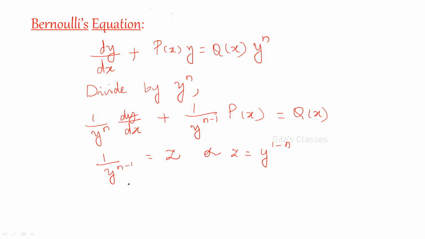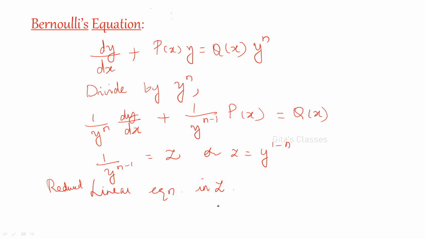Then we can reduce it to a linear equation, which will be linear in z. Then solve as usual, then again substitute back for z. Okay. That is Bernoulli's equation.